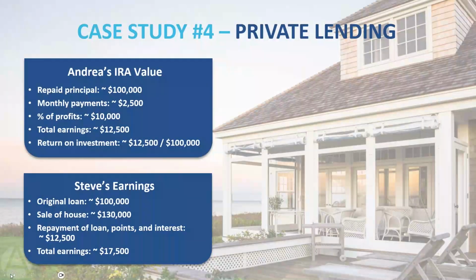And then I just wanted to talk briefly about Steve's earnings too, because he benefited from self-directed retirement account investing as well, because he got the loan. So he had a loan of $100,000. He sold the house at $130,000. He repaid the loan, including his interest payments, and his total earnings were $17,500.